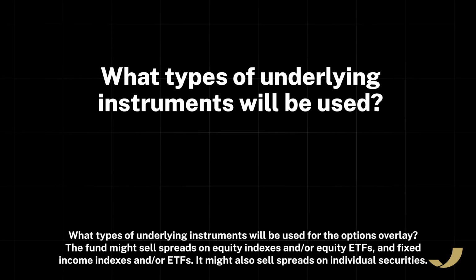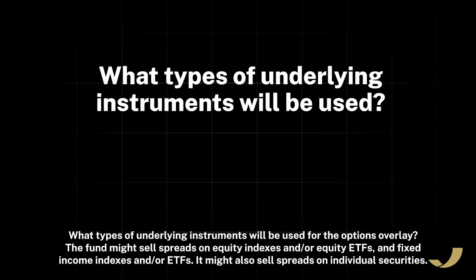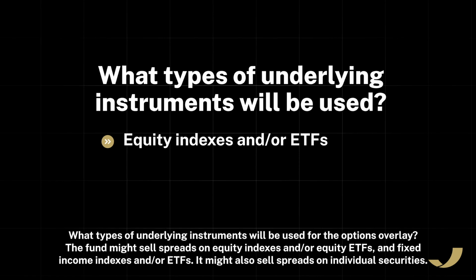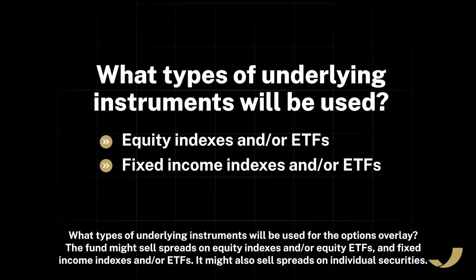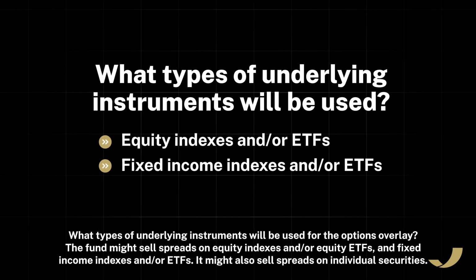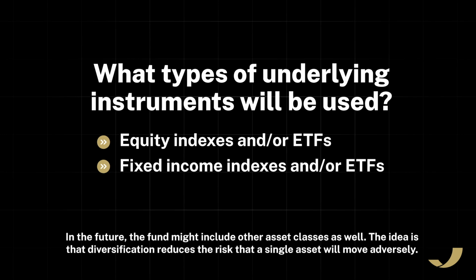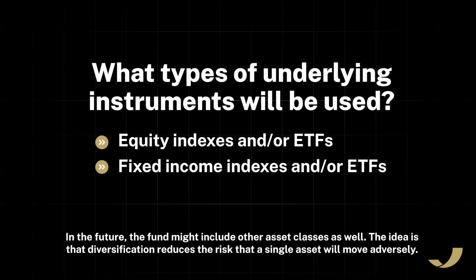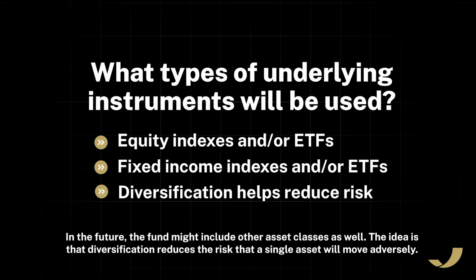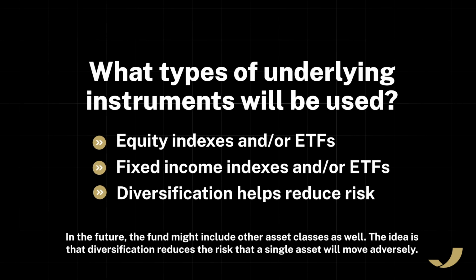What types of underlying instruments will be used for the options overlay? The fund might sell spreads on equity indexes and/or ETFs and fixed income indexes and/or ETFs. It might also sell spreads on individual securities. In the future, the fund might include other asset classes as well. The idea is that diversification reduces the risk that a single asset will move adversely.